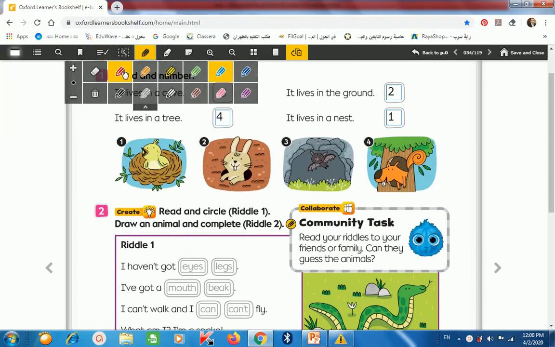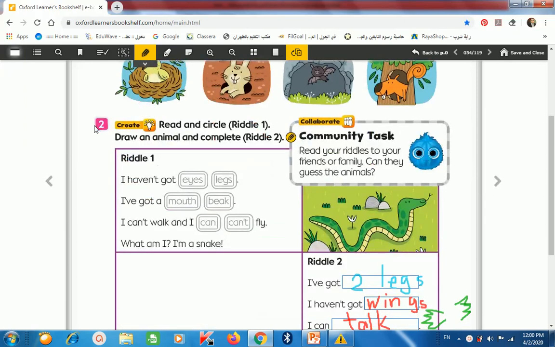Now let's move to the next exercise, and it's a riddle. Okay, look at this picture. Of course you can see the snake. Look at the snake and tell me which word is correct. I haven't got, it means no. I haven't got eyes or legs. Look at the snake. Yeah, there are eyes here, but can you see legs? No legs. So I haven't got legs.